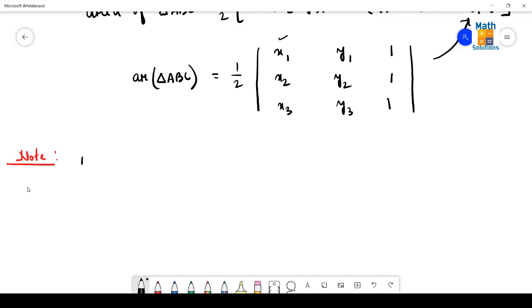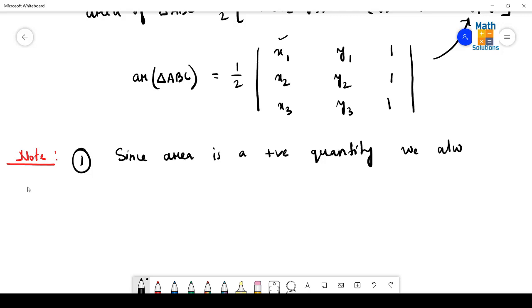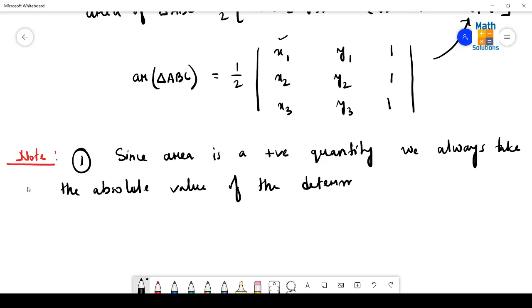The first point to be remembered under this is what? Since area is a positive quantity, we always take the absolute value of the determinant. Let us mark this as point 1.